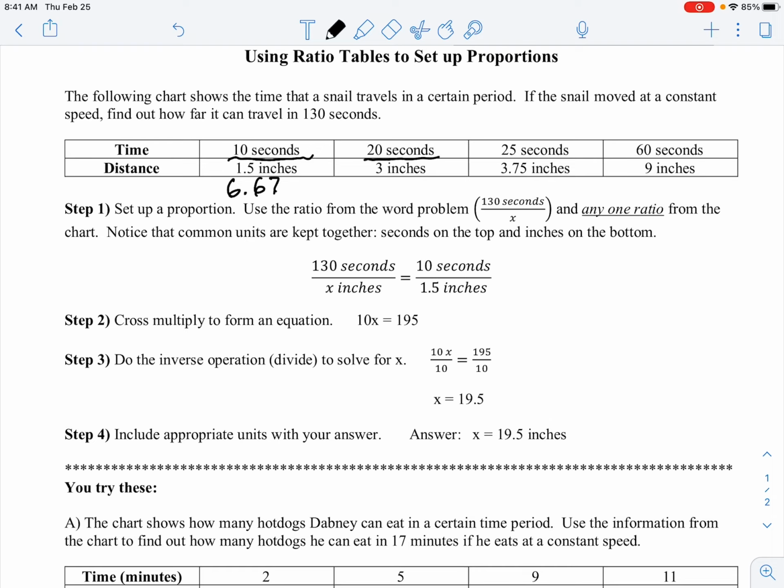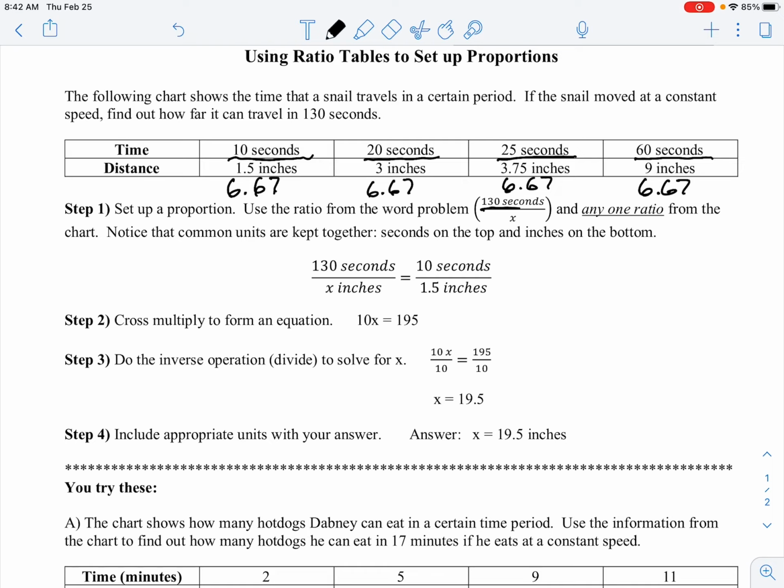So now we'll try out 20 divided by 3. I get 6.67. 25 divided by 3.75 is going to give us 6.67. I think we get the idea. So the ratios are all constant here, and that's why these proportional relationships allow us to set things up like this and allow us to pick anything we want to out of there in order to use.